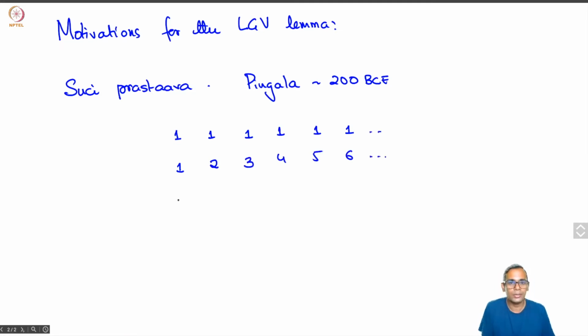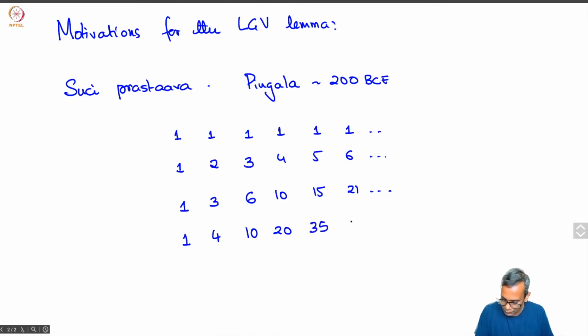Now the third row is going to be the sequence of partial sums of the second row. So 1 plus 2, that's 3. 1 plus 2 plus 3, that's 6. So here you're getting the triangular numbers. And the next row is going to be the sequence of partial sums of this previous row. So again you get 1, 4. Then 1 plus 3 plus 6, that's 10. 1 plus 3 plus 6 plus 10 is 20. Then 35, and so on. So here I think I'll get 56.